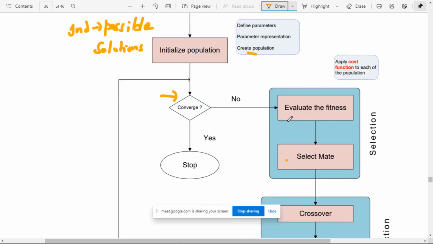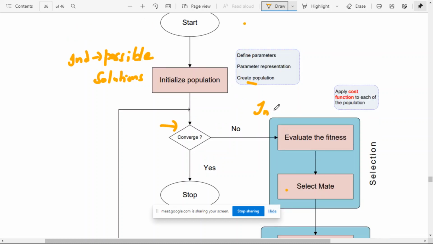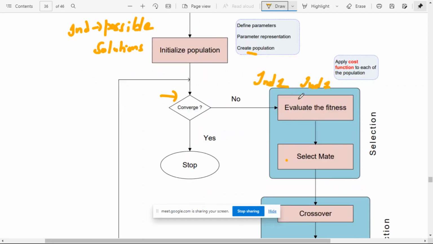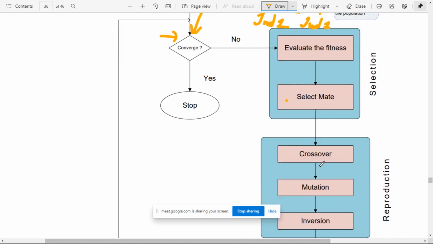In selection we select any two individuals, okay, and evaluate their fitness, right? We want individuals with a good fitness score, and then perform mate. Here mate in the sense is basically crossover, okay. So it is selecting a mate. For the individual you have selected here, evaluate the fitness, then select a mate, which is another individual, and then perform crossover.